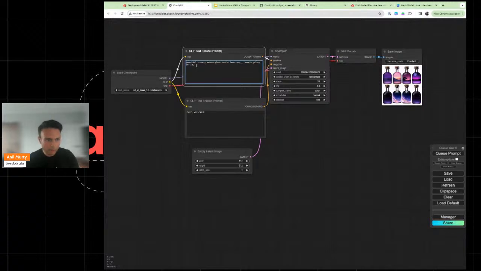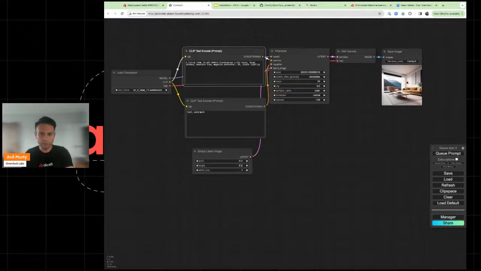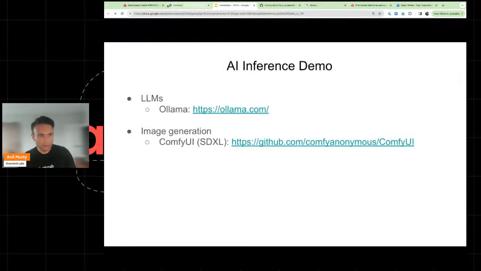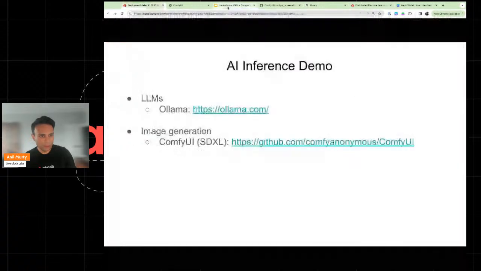Now I'm going to go ahead and replace this just to do a test of a different image generation. So I'm going to try to generate a modern living room, Scandinavian style, and so on. Again, Queue Prompt here. And this time it's going to be a lot faster because it's already loaded the checkpoint. So you can see now it's produced this image. So really easy to do image generation as well, using open source tools on an open source cloud. So that's all the demos that I wanted to show you.